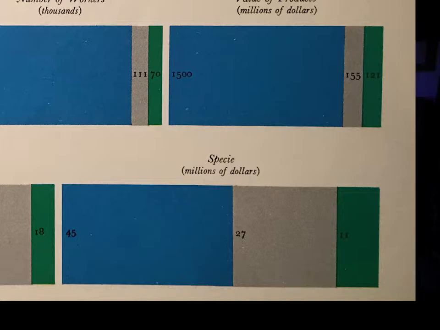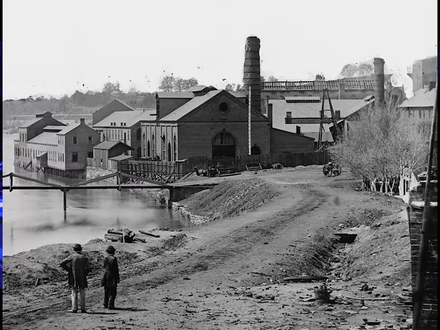This is Tredegar Iron Works in Richmond, Virginia. The significance of this particular place is that while it manufactured a lot of Confederate material during the war, it's the only iron works that the South had during the entire duration of the conflict.